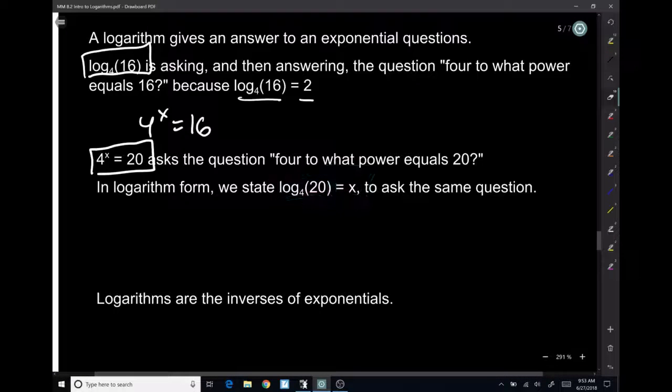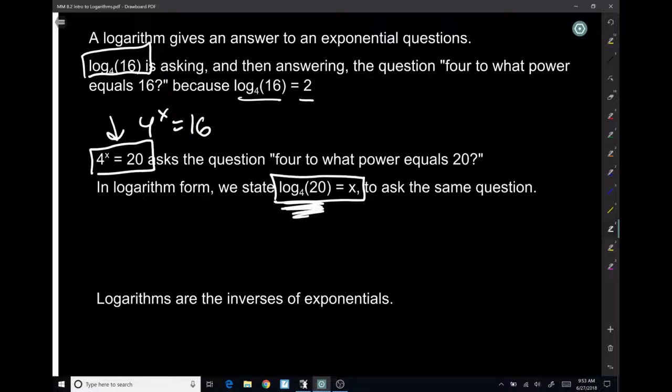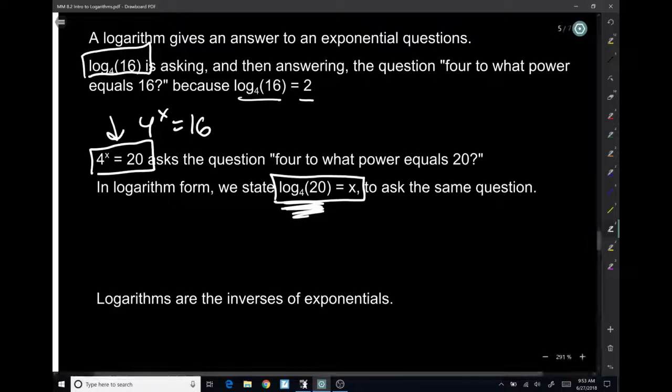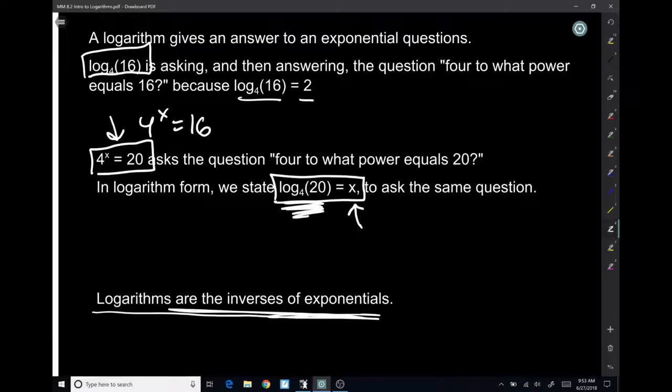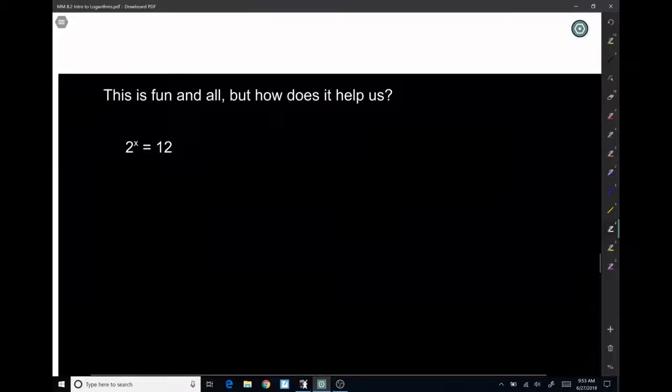But notice how converting moved the x. Before, the x was stuck inside this power up here and we couldn't solve anything. When you get something into log form, suddenly the x is all by itself, and if we can just calculate log base 4 of 20, we get the answer. Now, we don't necessarily know how to do that yet, but I'll show you pretty quick how to do that. But the key here is that logarithms are the inverses of exponentials because they're used to solve for x. They undo the power with the logarithm.